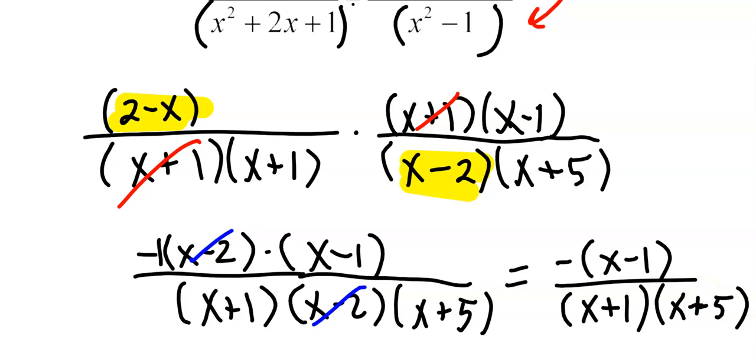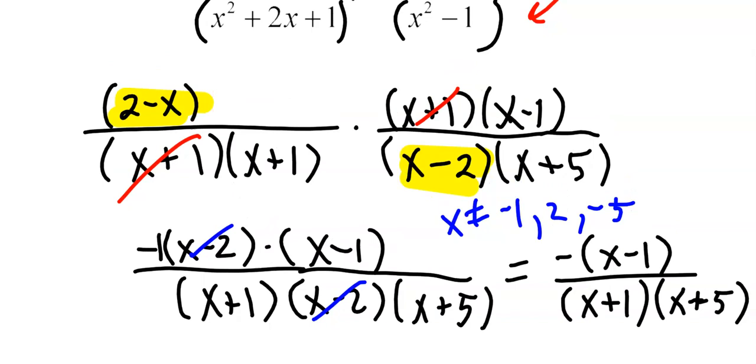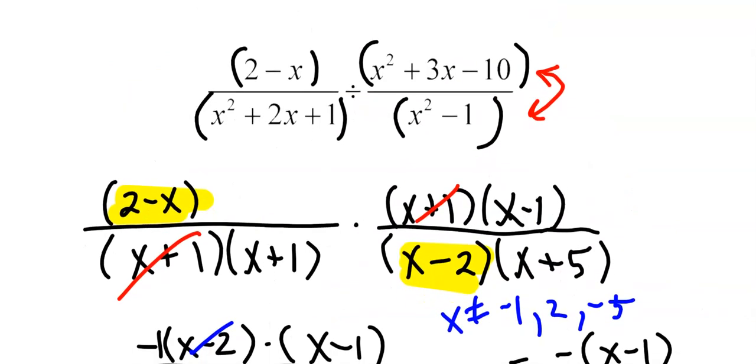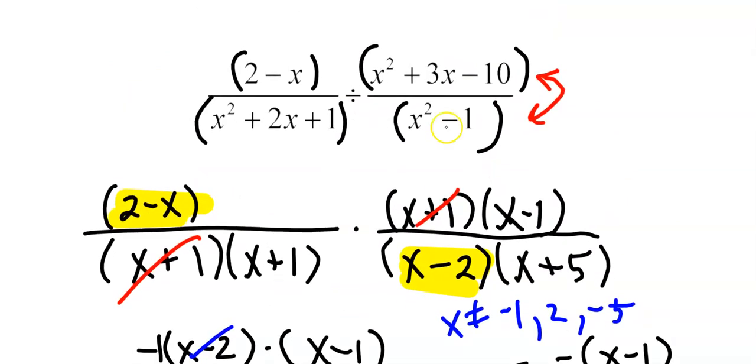And again, don't forget to mention the restrictions. X cannot equal -1, 2, or -5. Did I miss any? Oh, wait, for this one. Let's see. So this is an interesting one because the original problem had x squared minus 1 here. It's interesting. So let's kind of explore this a little bit further. I'm going to graph this. I want you to see something.